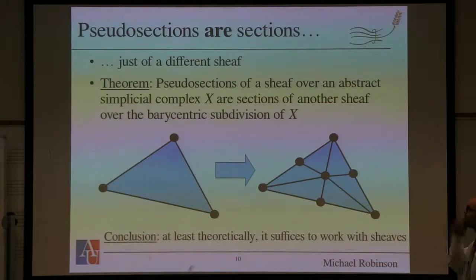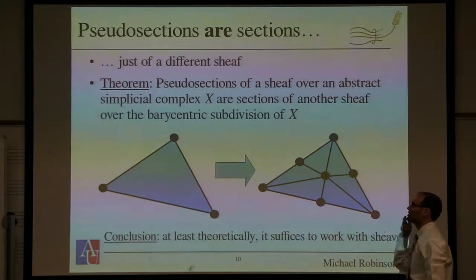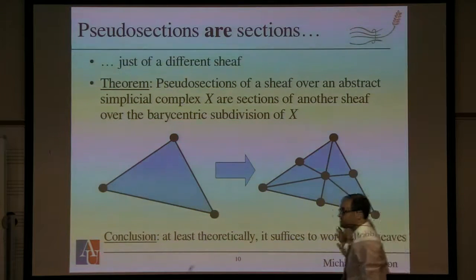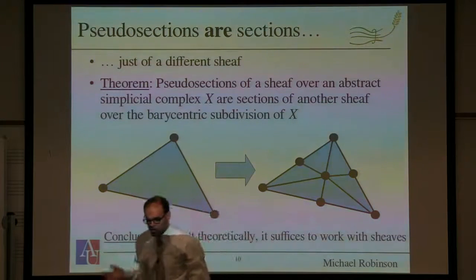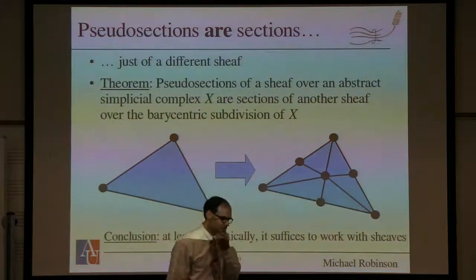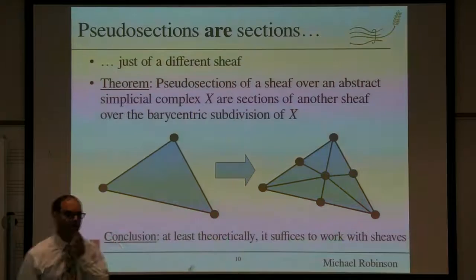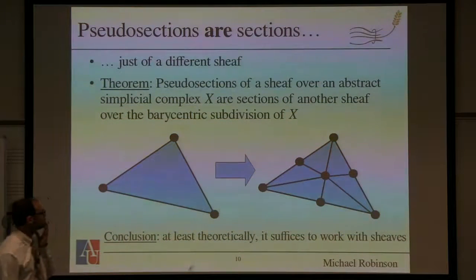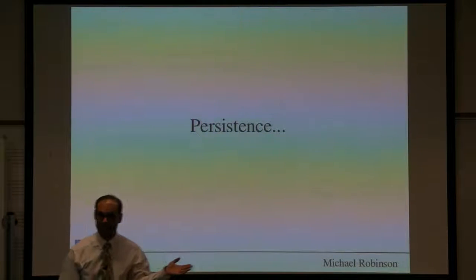So in essence, the point is that sheaves really do suffice for managing even noisy data. That's something that's theoretically nice. In some sense, I don't have code that computes this yet. I don't have code that works on this, in part because it suffices to work with sheaves, and furthermore, my code's not very optimized anyway. So I'll leave that there and move on to persistence.